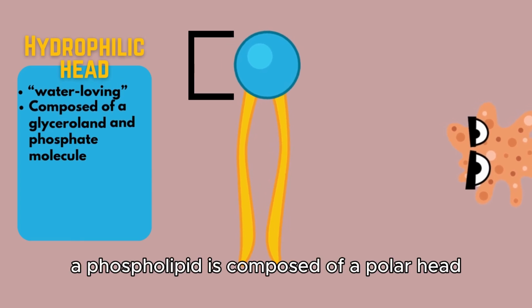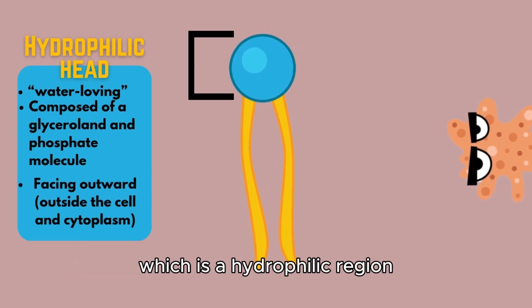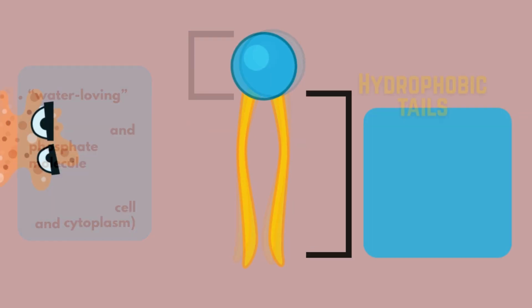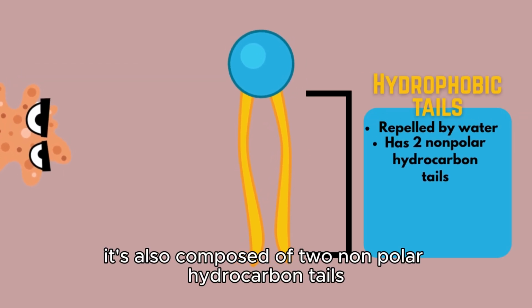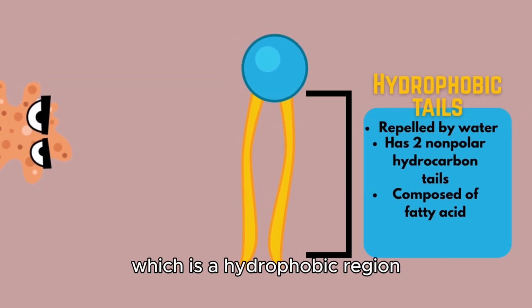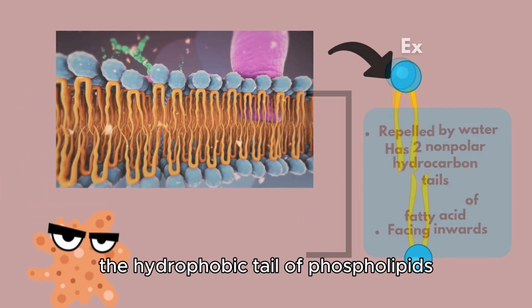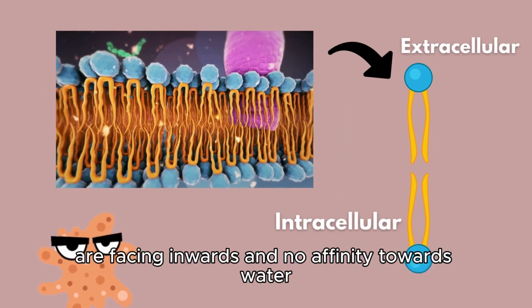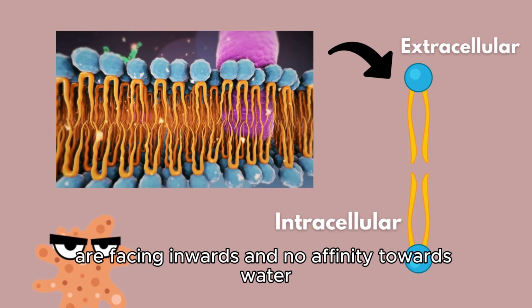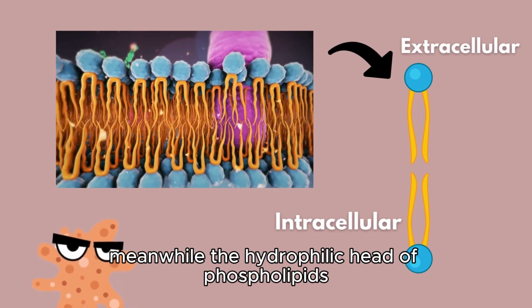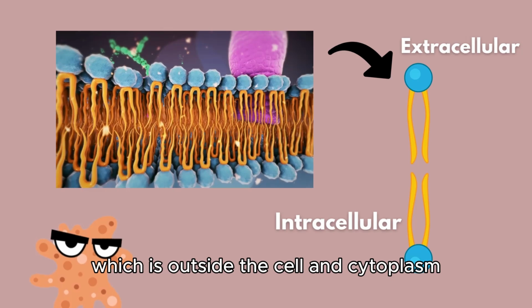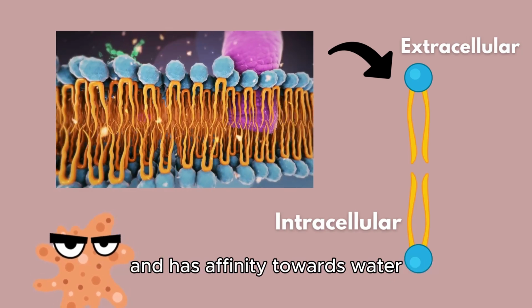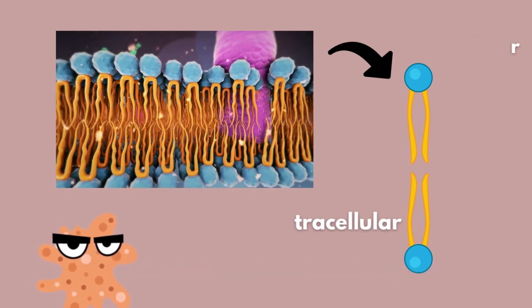A phospholipid is composed of a polar head, which is a hydrophilic region. It's also composed of two nonpolar hydrocarbon tails, which is a hydrophobic region. The hydrophobic tails of phospholipids face inwards and have no affinity towards water, meanwhile the hydrophilic heads of phospholipids face outwards, which is outside the cell and the cytoplasm, and have affinity towards water.